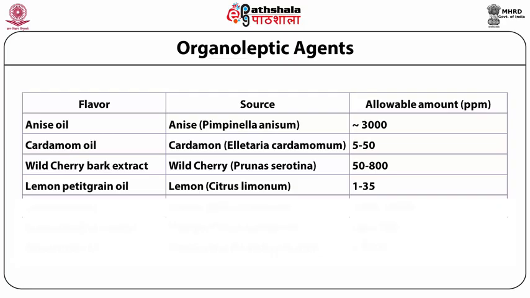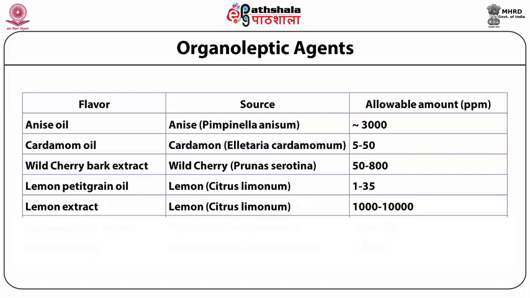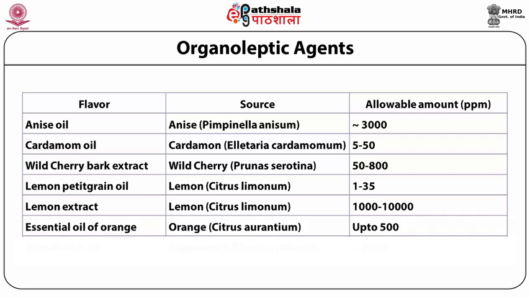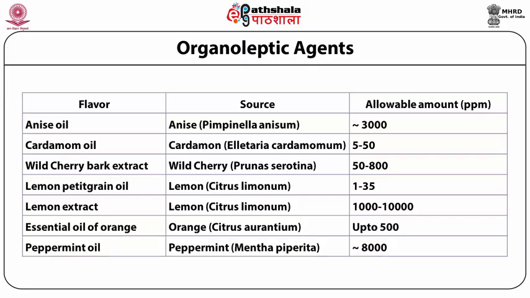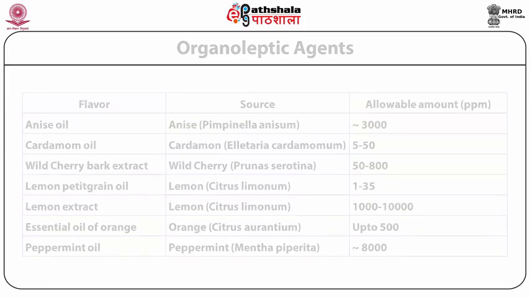Its allowable amount is 1 to 35 ppm. Next flavor is lemon extract. It is also obtained from Citrus limonum, but its permissible limit is 1000 to 10,000 parts per million. Essential oil of orange. It is obtained from orange, that is Citrus aurantium. It is permitted up to 500 ppm.